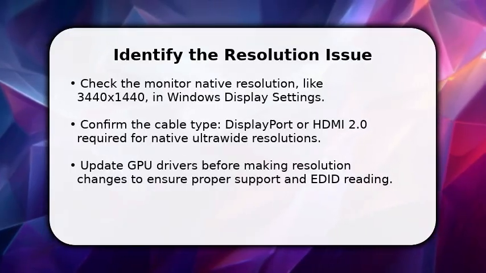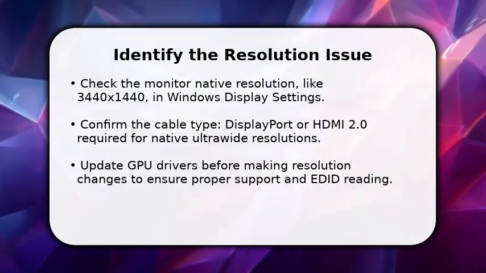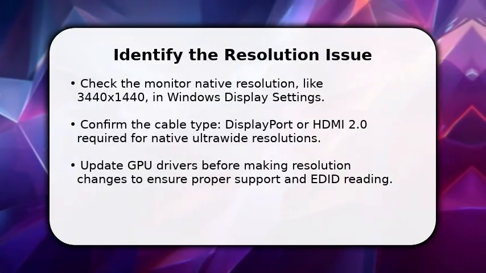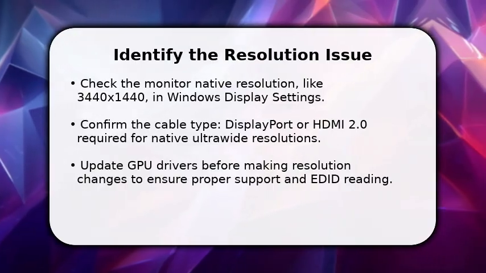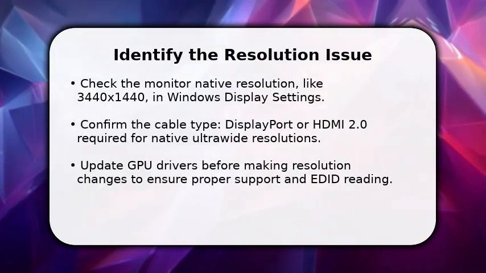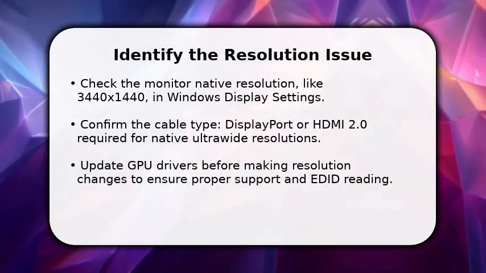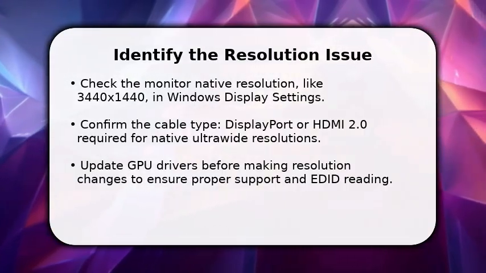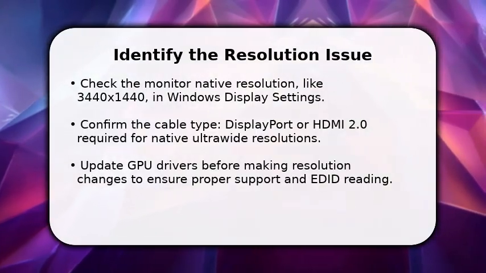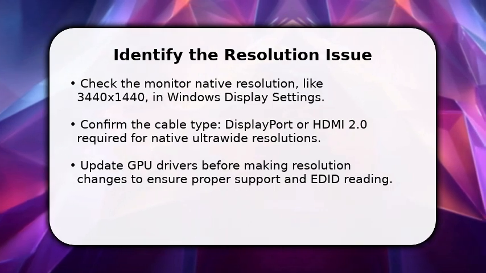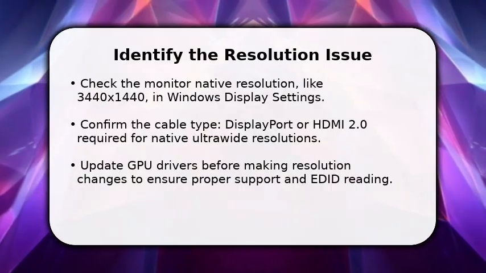Start by confirming the monitor native resolution and refresh rate. Open Windows Display Settings and look for 3440 x 1440 or your monitor's listed value. Check the refresh rate and note whether it says 60Hz, 75Hz, or higher. Inspect the cable connection and identify if it is DisplayPort or HDMI 2.0, as older HDMI cannot always carry ultra-wide signals. Finally, update your graphics drivers from the GPU vendor website before proceeding with changes.